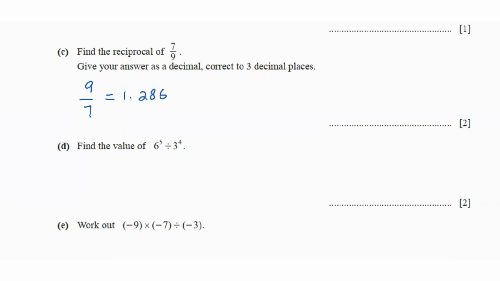Find the value of 6 to the power of 5 divided by 3 to the power of 4. So let's write that as a fraction. 6 to the power of 5 is basically 7,776, and 3 to the power of 4 is 81. When we divide those, what we get is 96.